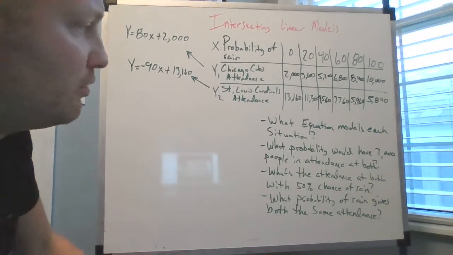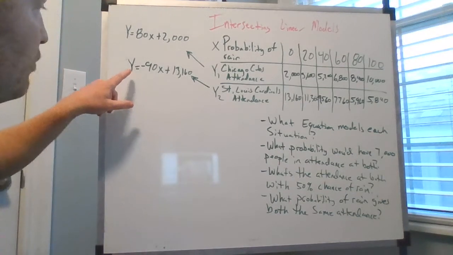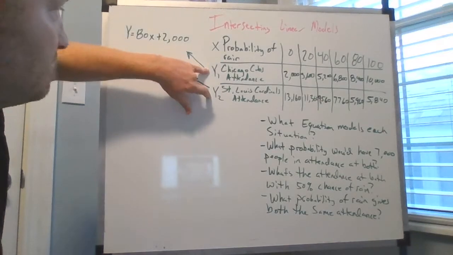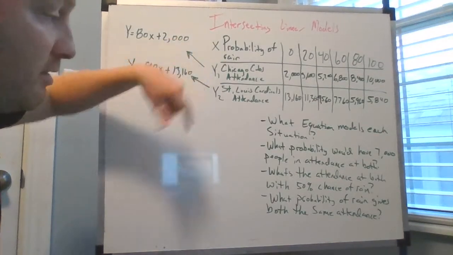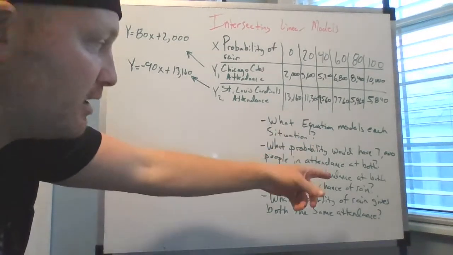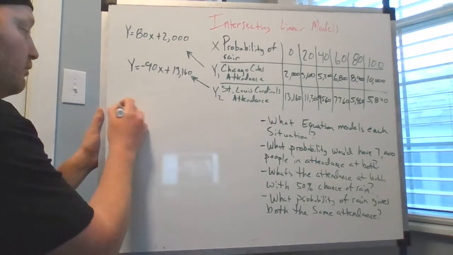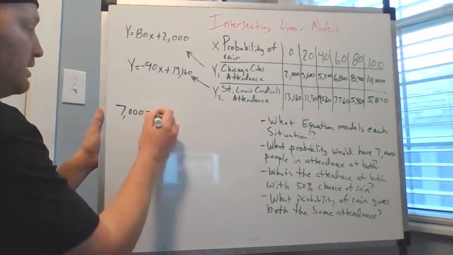What probability would have 7,000 people in attendance? So my y is my attendance, my x is my probability. So you got to remember, you always ask yourself, what letter do I know? I know 7,000 people, I know my y. So we're going to literally answer both by doing this.